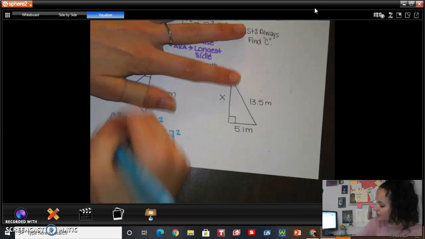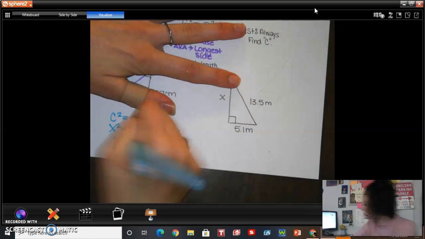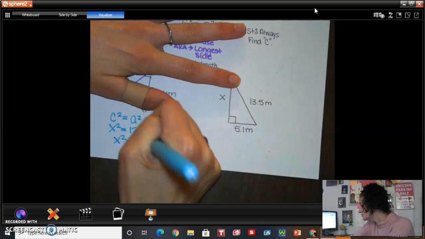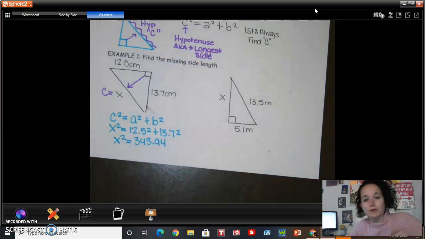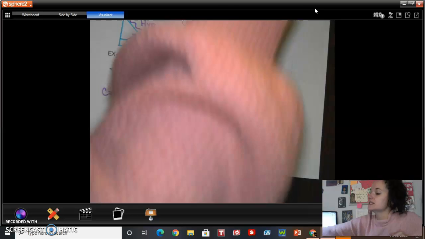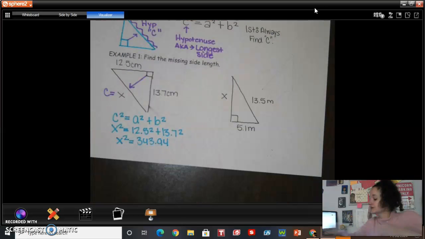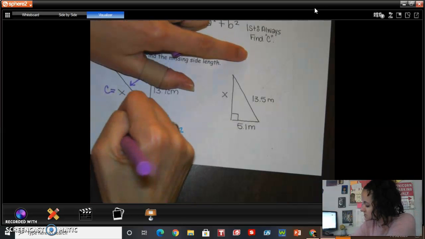So here's what we have. We have x squared equals 343.94. Now, that is not the length of your hypotenuse. There's one more thing you have to do. Squares and square roots go together. That's the symbol that looks like this.